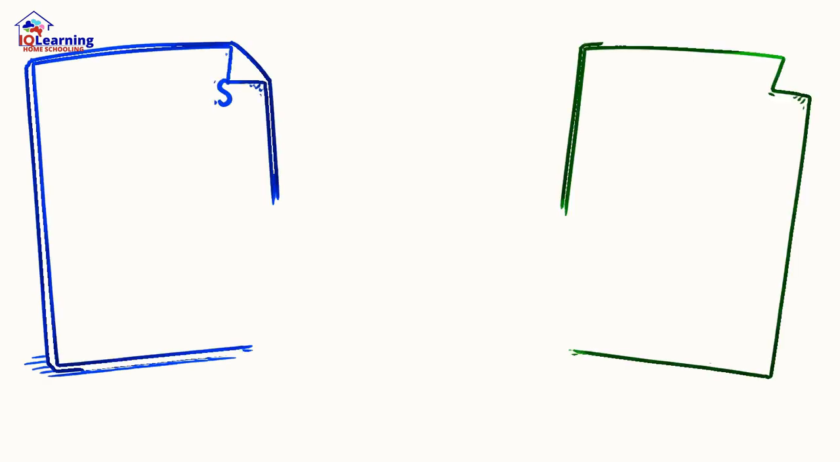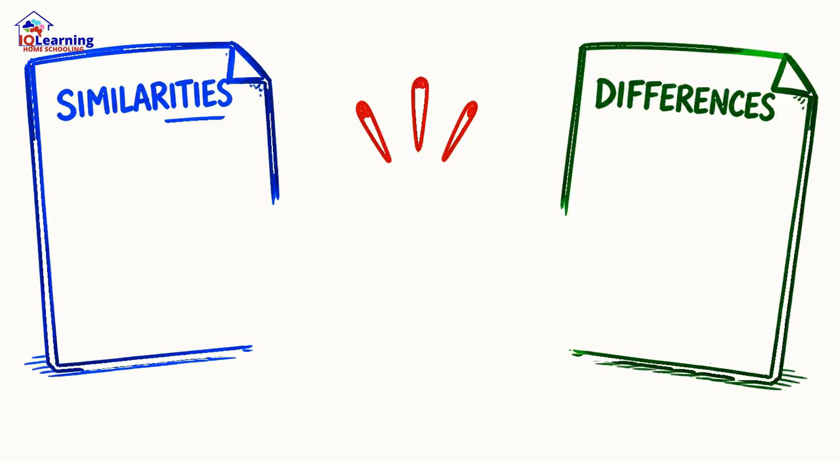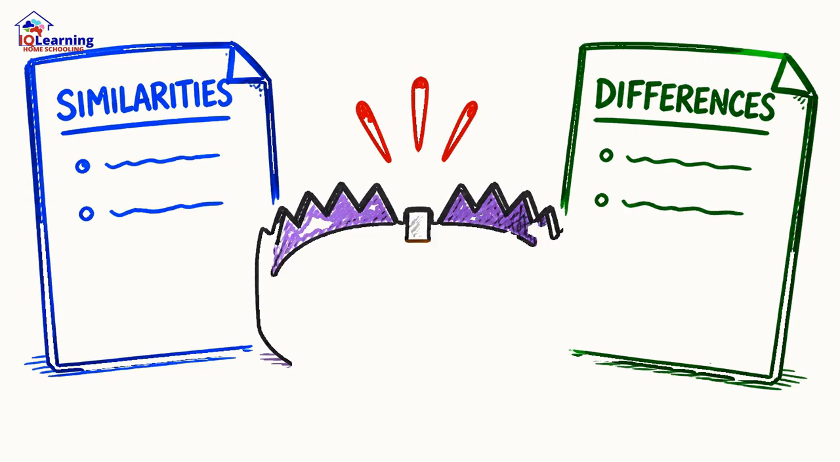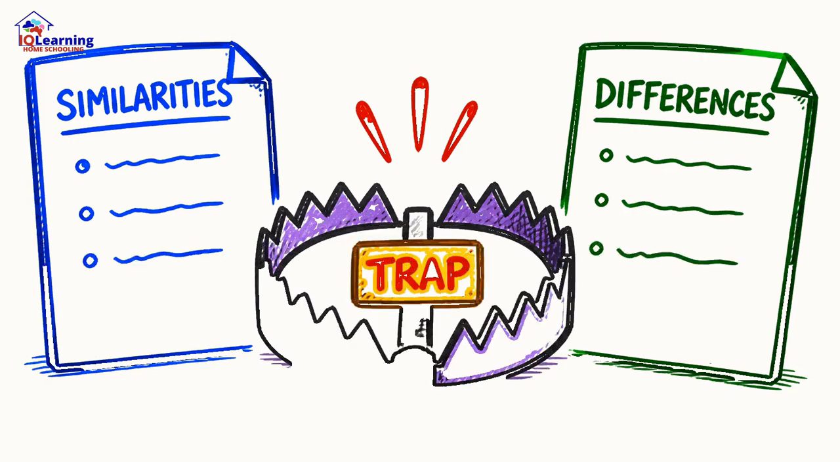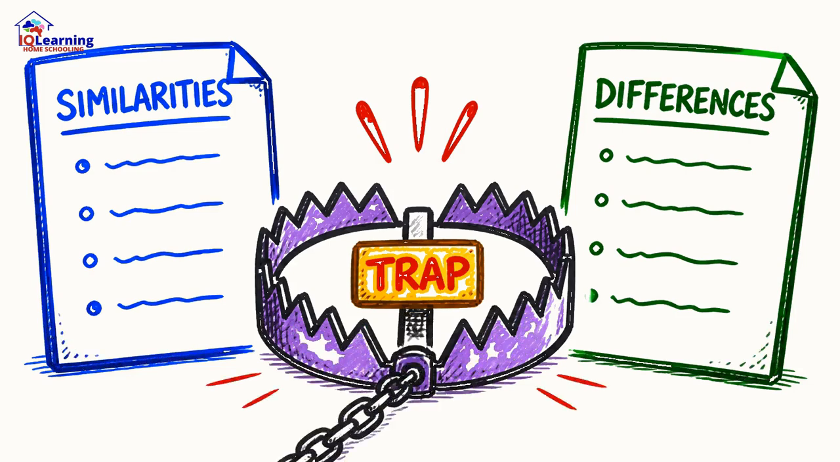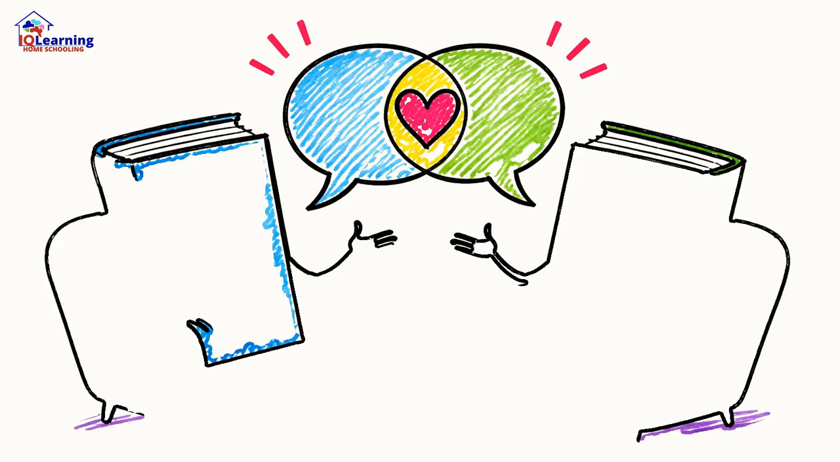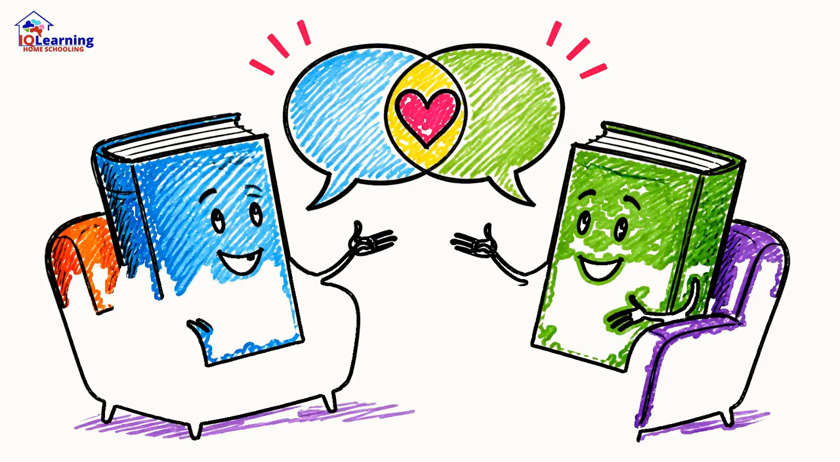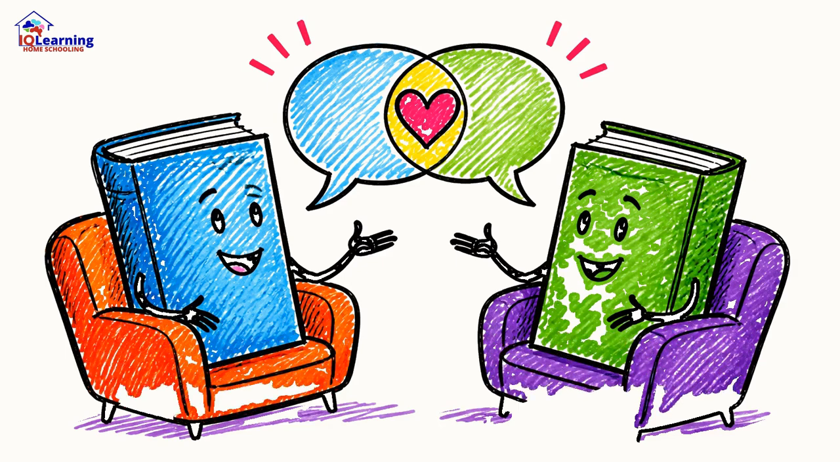When you're asked to compare two texts, what's your first instinct? To make a list? Similarities on one side, differences on the other? It's a common starting point, but it's also a trap. True comparative analysis isn't about listing features. It's about making two texts have a conversation with each other.